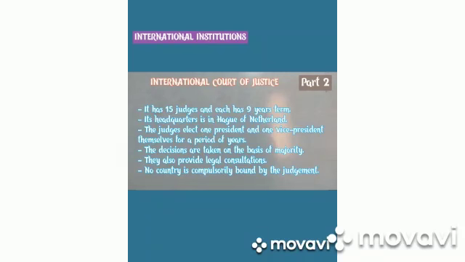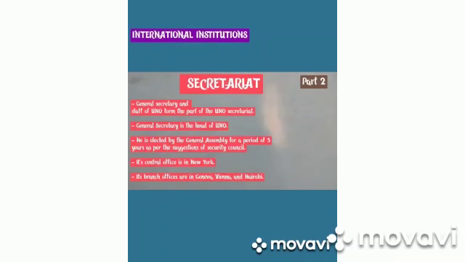The International Court of Justice also provides legal consultations. Usually it intervenes when there is a conflict between two countries and the countries take it to the International Court of Justice, and at that time they provide the legal consultation. But no country is compulsorily bound by the judgment. The International Court of Justice has contributed a lot to international peace and security in spite of these limitations.